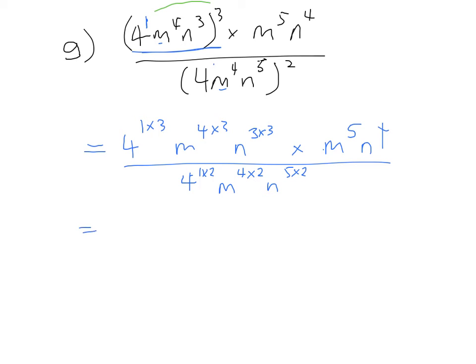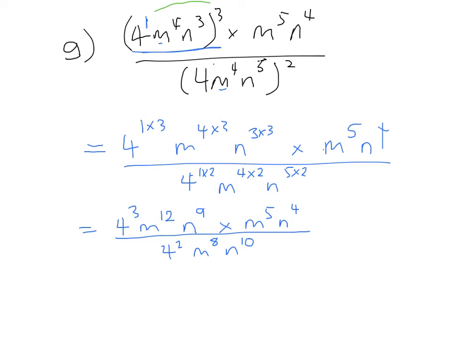So we'll simplify all of those things. We're going to have 4 to the power of 3, m to the power of 4 times 3 is 12, n to the power of 3 times 3 is 9, times m to the 5, n to the 4, all divided by 4 to the power of 2, m 4 times 2 is 8, and n 5 times 2 is 10.